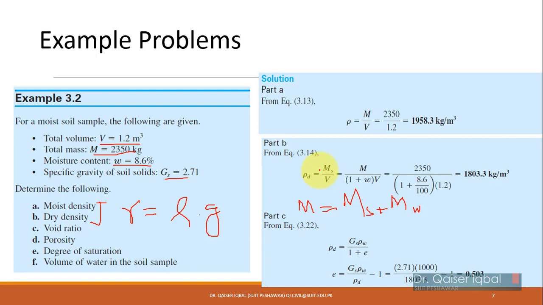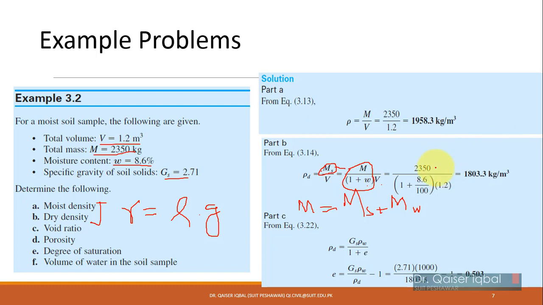So replacing Ms, the mass of the soil solids, in this equation, because we have these properties. We have total mass, we don't have mass of the soil solids over here, but we have total mass and we have moisture content, and we have volume as well, of course. So this is why you need these relationships. If you don't have a particular property but you have other properties which can give you that property, you can replace it with those properties.